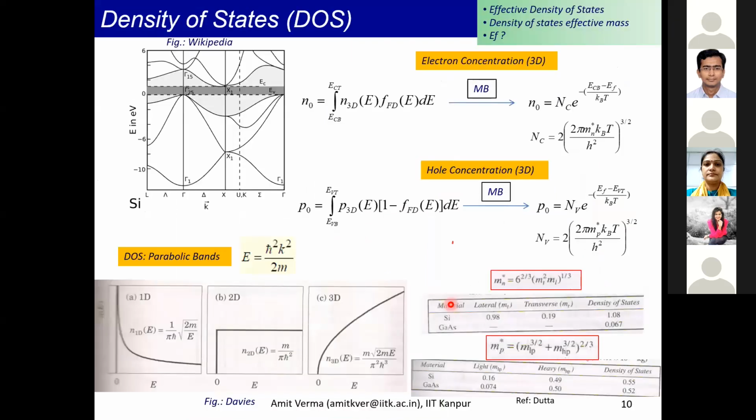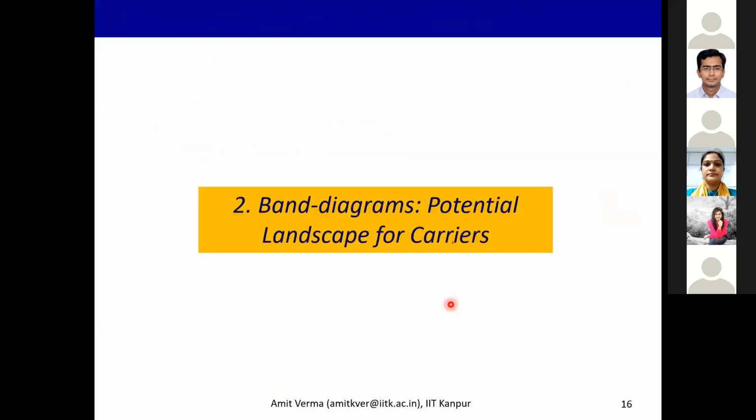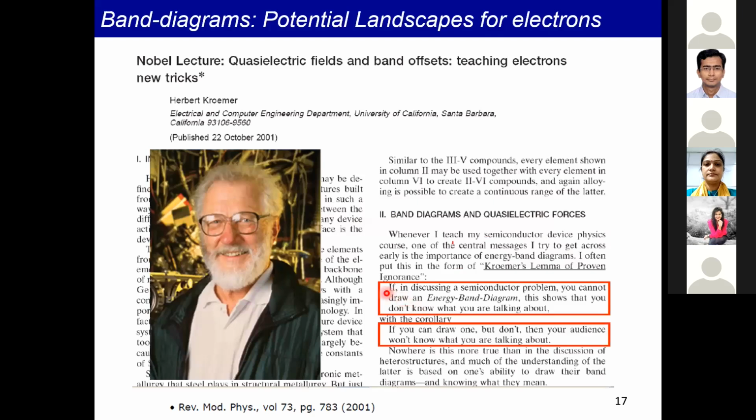Essentially, we have looked at the first part of the current-voltage characteristics calculation, that is, how we calculate these carrier concentrations. Now we come to the second part: we apply a voltage and that creates a certain potential energy landscape. This is what's known as a band diagram. These are the heart of semiconductor devices, and that importance has been emphasized by Professor Herb Kroemer from Santa Barbara, a Nobel laureate from 2001.